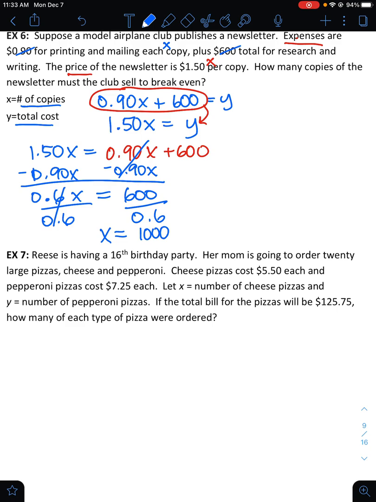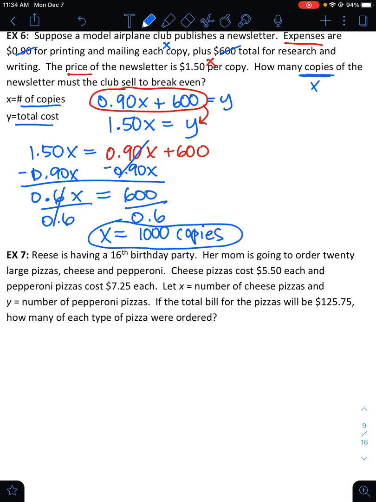Okay. How many copies of the newsletter must the club sell to break even? So I am trying to figure out how many copies. Well, the variable that goes with copies is X, and I just calculated the X variable. So the answer to this is 1,000 copies.